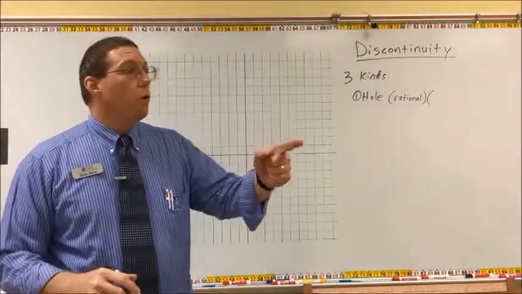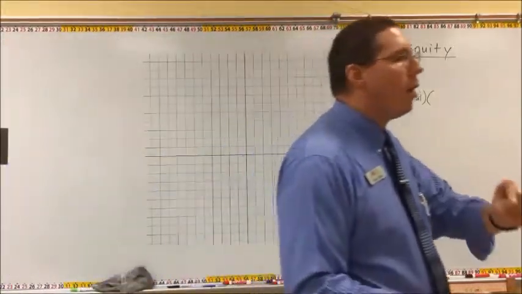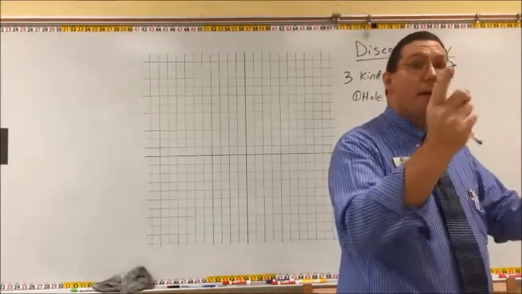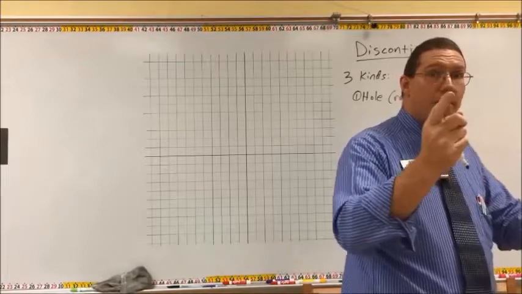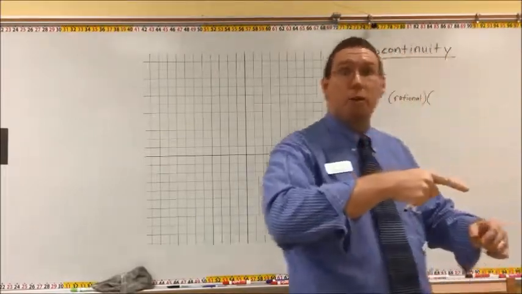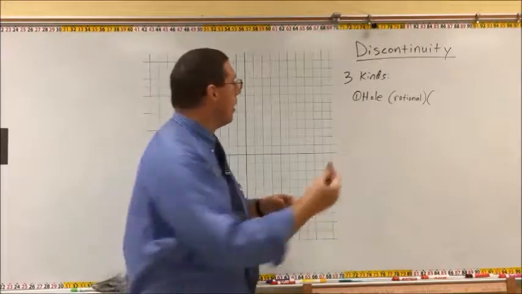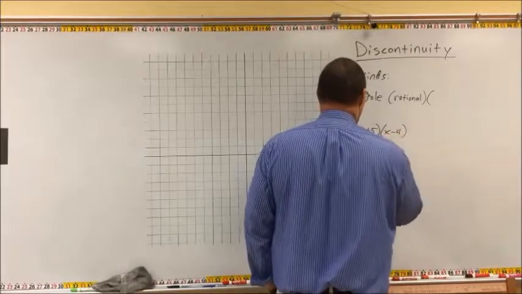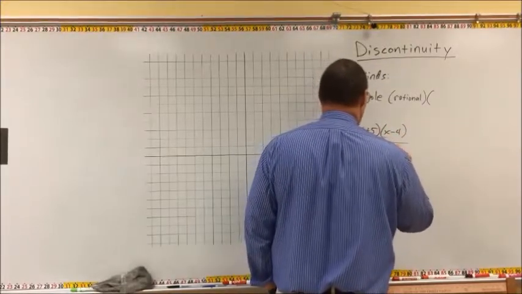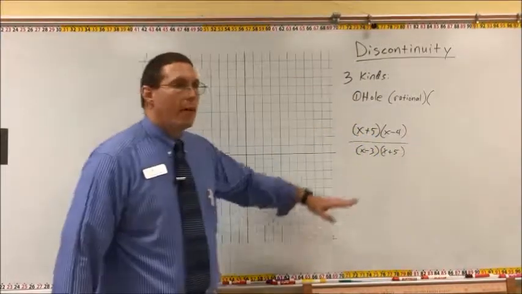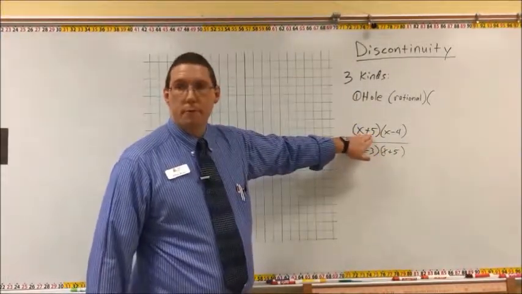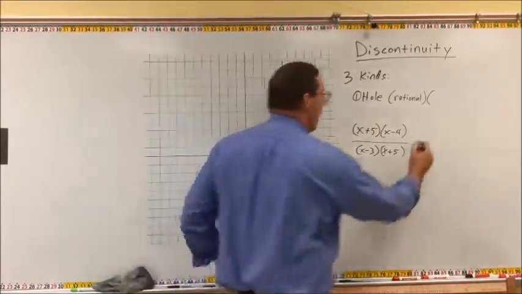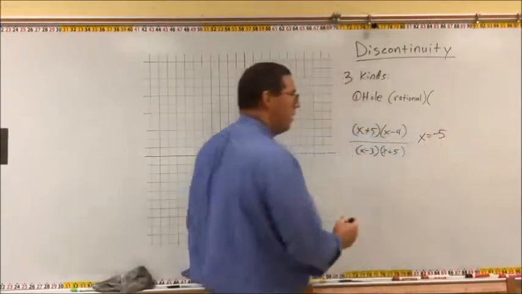How did you find a hole given not the graph, but just the function? Do you remember? Yeah, you had factors, right? And you could have something that you could cross out, something you could cancel out. So if we had x plus 5 times x minus 4 over x minus 3 times x plus 5, we have something we can cross out here. And therefore, this indicates a hole at x equals negative 5.